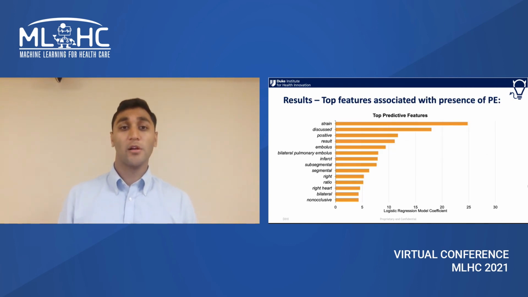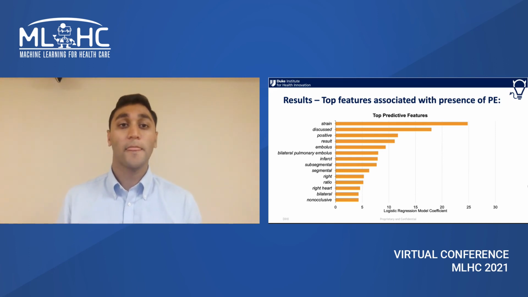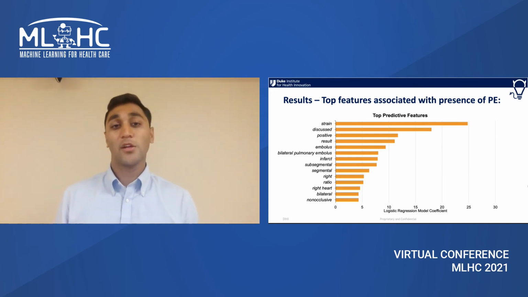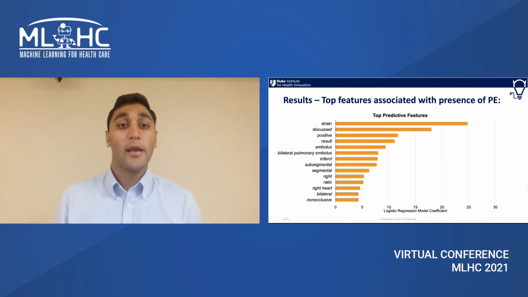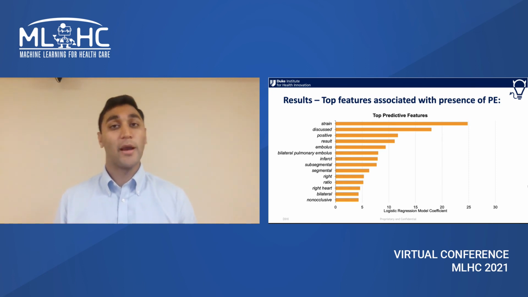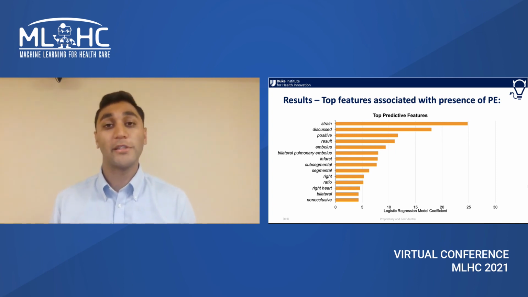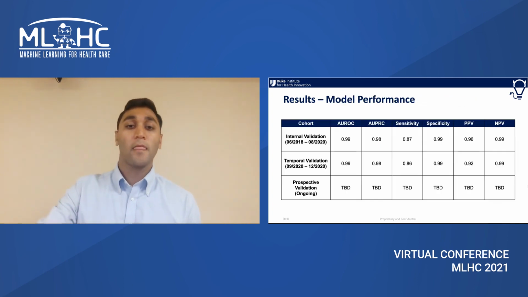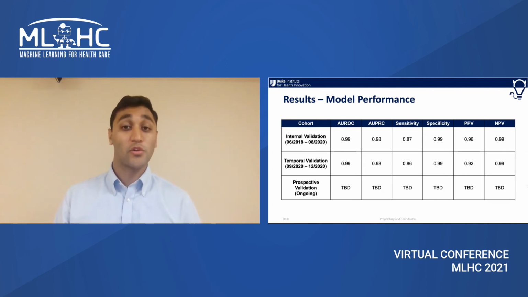This goes through our results, going through the top predictive features of the model. You'll see that many of these terms are clinically relevant and associated with the presence of PE, including terms like right heart strain, the location of the PE, be it bilateral, segmental, or subsegmental, and other terms like non-occlusive or RV to LV ratio. The performance of our model on our internal validation and temporal validation cohorts was strong.